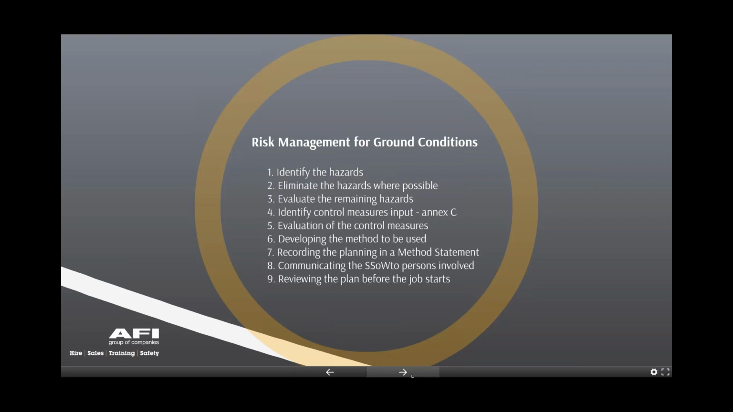And then, six, develop the methods being used. We then need to have identified our hazards and worked out our control measures to carry out the task.